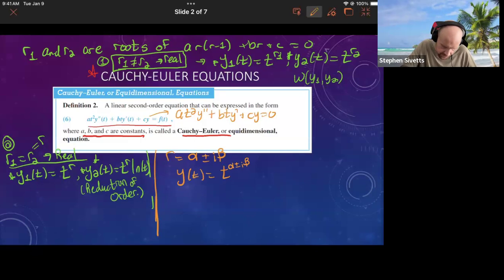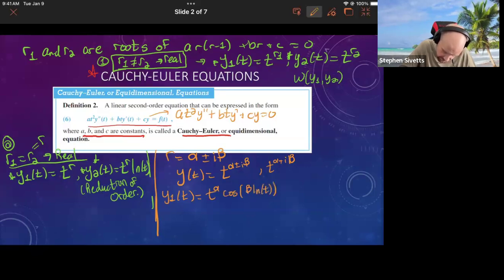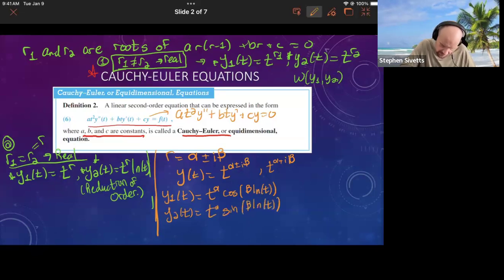Right. And so we're going to use the same strategy of figuring out two sets of solutions for a second order differential equation. Right. So we're going to have y1 of t as t to the alpha times cosine of beta times ln of t. And then y2 of t is t to the alpha times sine of beta times ln of t. Now, why is that the case?